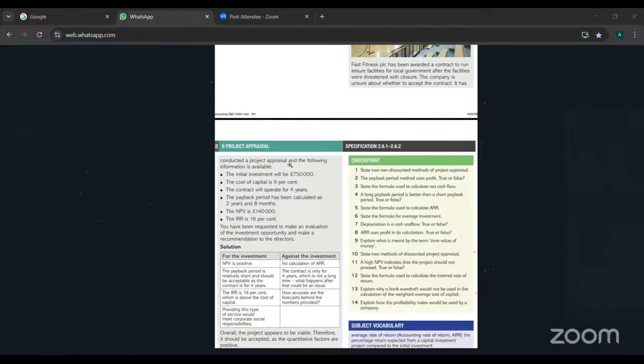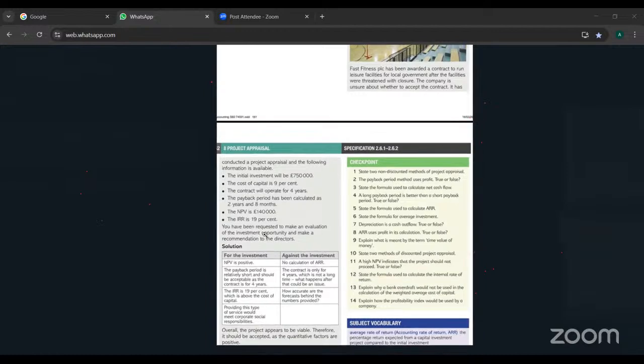Now look at this. This is an example. Fast Fitness PLC has conducted a project appraisal and the following information is available. The contract will operate for 4 years. The payback period is 2 years and 8 months. NPV is 140,000 and IRR is 19%.